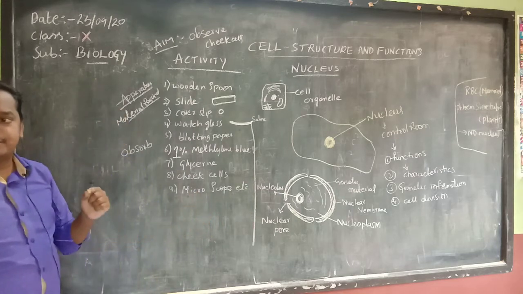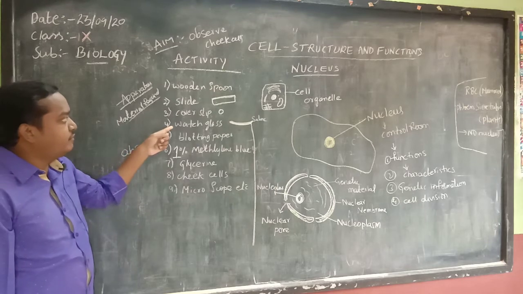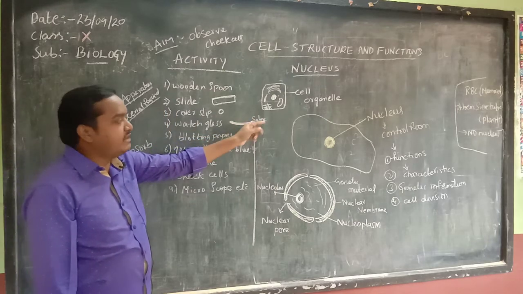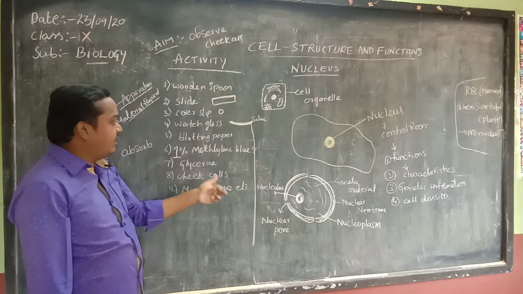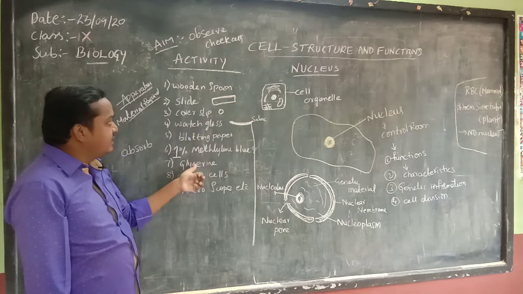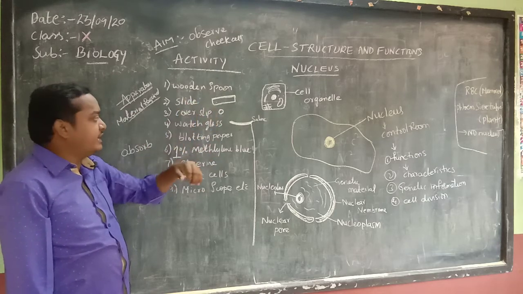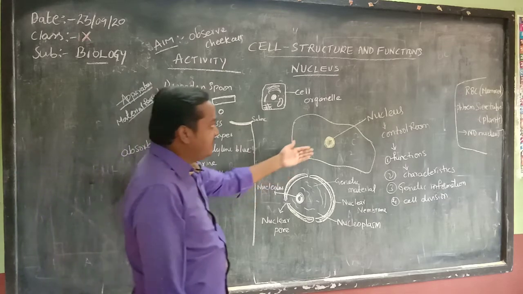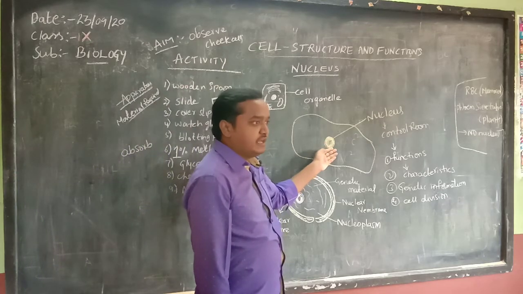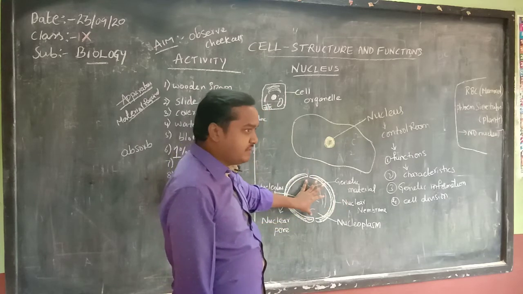Next, the first step: take the wooden spoon, scrape the material from the cheek cells, put it on a watch glass which has saline. From that you take it out, put it on the glass slide, apply methylene blue, then glycerin and blotting paper, take out the extra material, cover it and observe under the microscope. Then you will observe a structure like this. If you draw neatly, we have the structure of the nucleus.